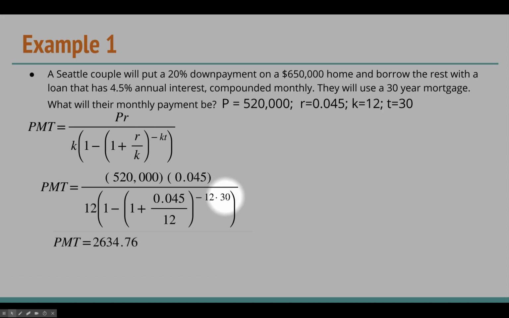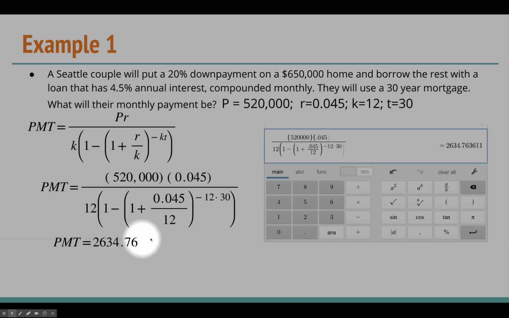When I do this calculation, I get a payment of $2,634.76. And this is just, again, showing how we could do this in Desmos. Desmos is, again, a great calculator that allows you to visually lay out your calculation very clearly so that it matches what you expect it to. And you can see that's the result that I get here.